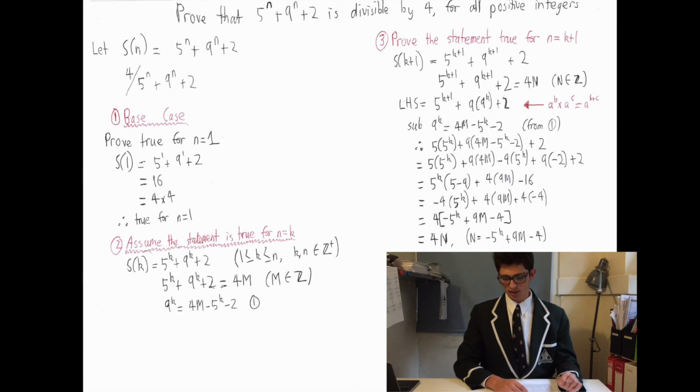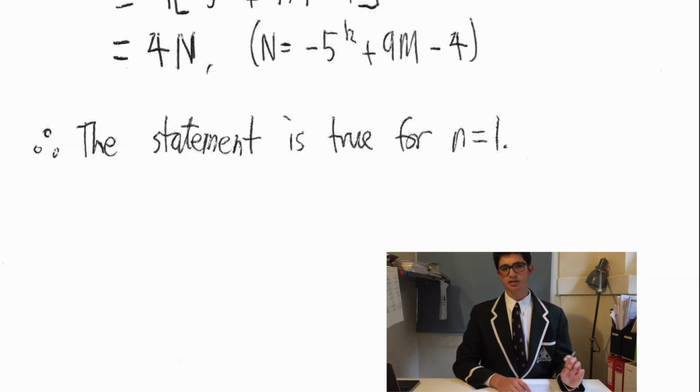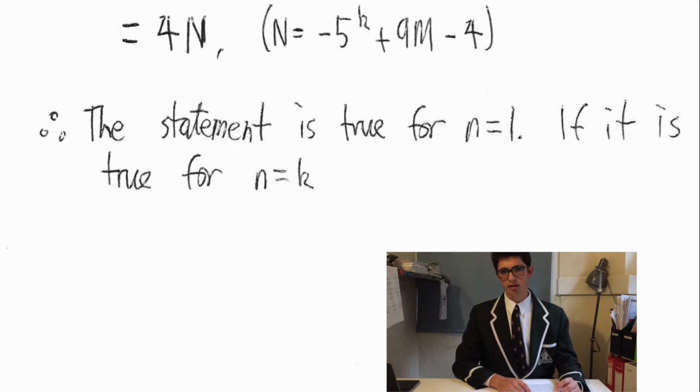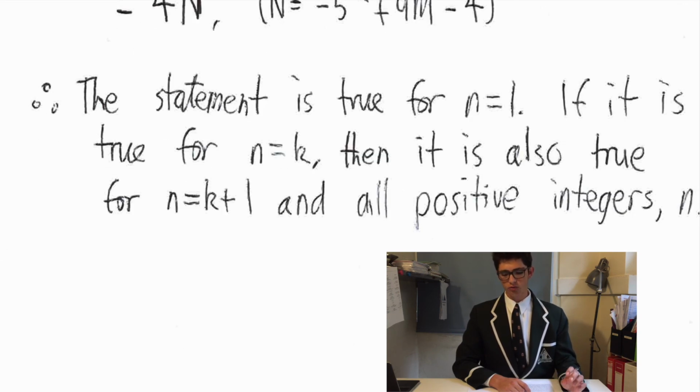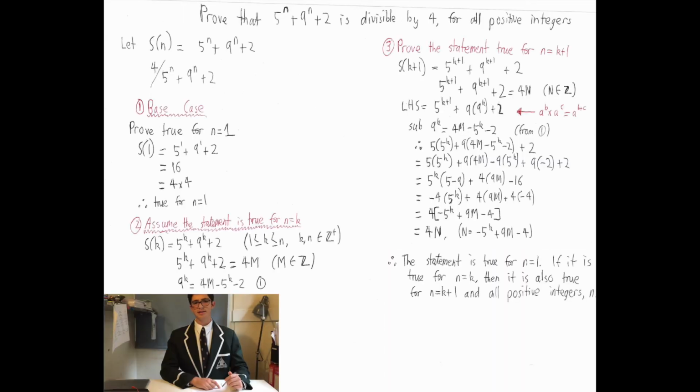This is our proof complete, but there is one essential part left. We must give a final concluding statement to summarize what we have established. So we will write that the statement is true for n equals 1. If it is true for n equals k, then it is true for n equals k plus 1 and all positive integers n. And that is the statement proved.